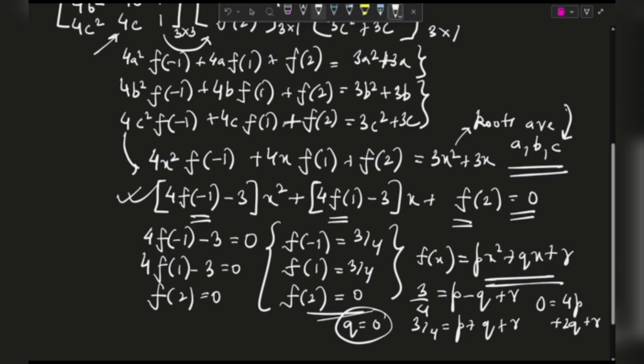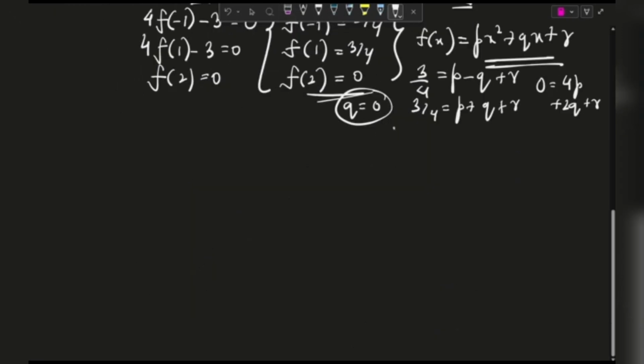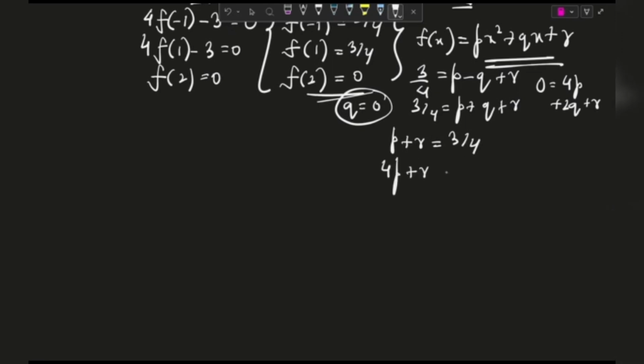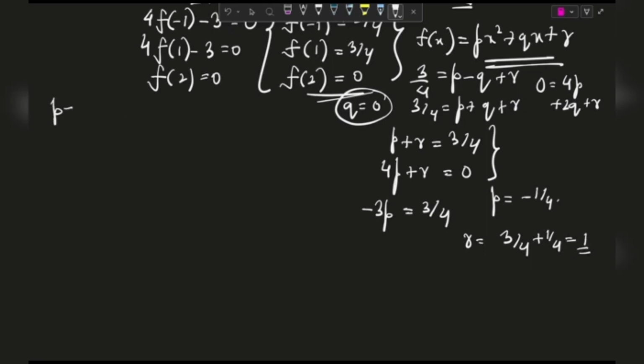I will change the page once. So we have q equal to 0 from here. So basically what we can write is p plus r equal to 3/4 and 4p plus r equal to 0. So now you can subtract these two equations. So basically minus 3p becomes equal to 3/4. So our p comes out to be minus 1/4. And from here r will come out to be 3/4 minus p, so plus 1/4. So r becomes 1. So our p is minus 1/4, q is, I guess, 0, and r is equal to 1. These are the final values. So our f(x), the function that we need, will become minus 1/4 x² plus 1.